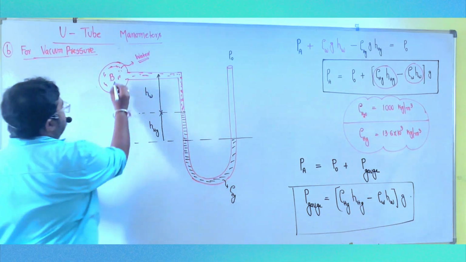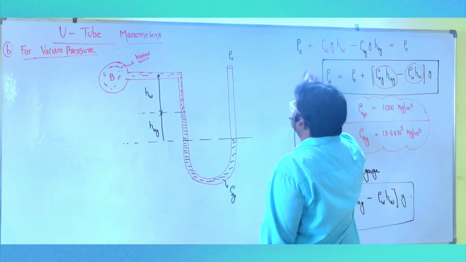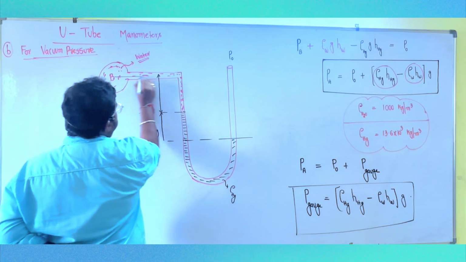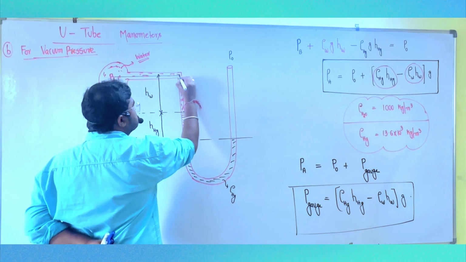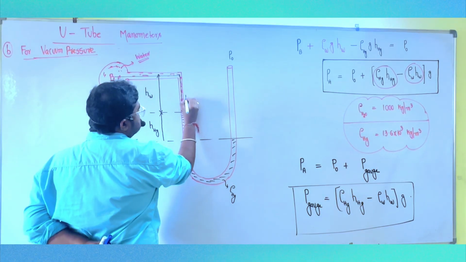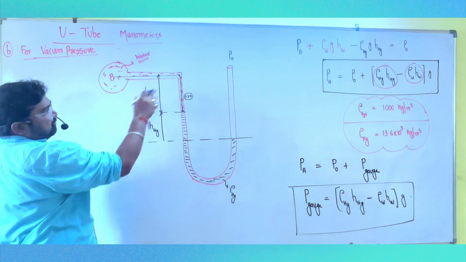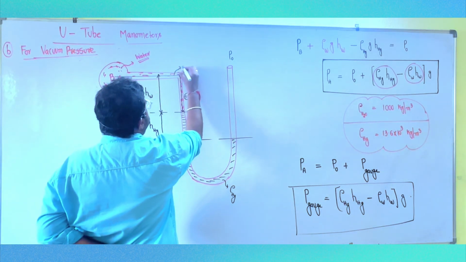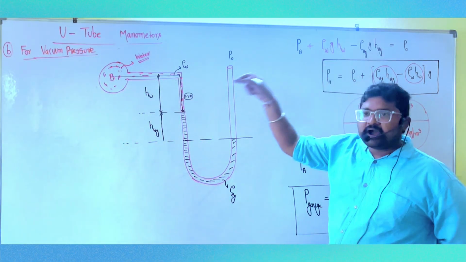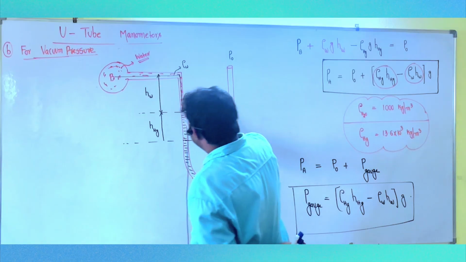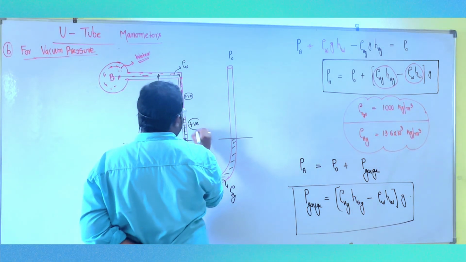Now tell me, start from B. What is the pressure at point B? PB. So when you move horizontally, what happens? Moving horizontally, it is the same. Coming down, positive. Positive means what? Plus density of the water, this is the density of the water, into G into height of the fluid column. Again coming down, positive.